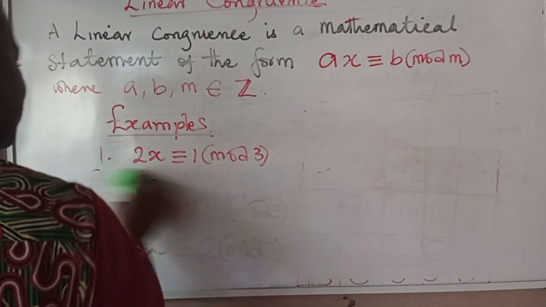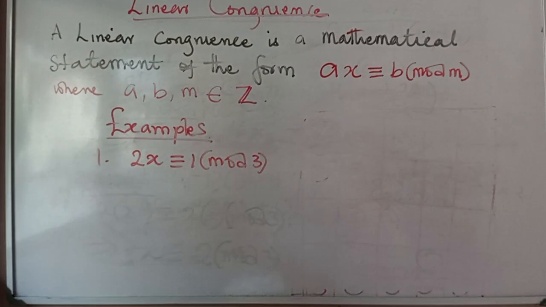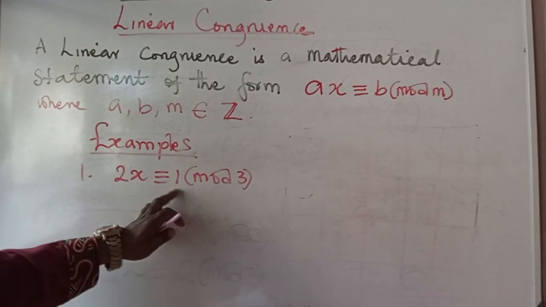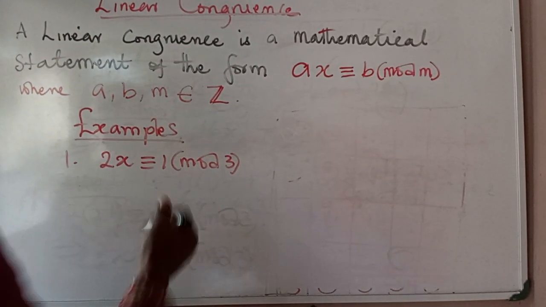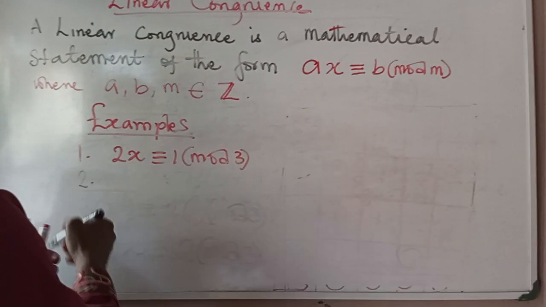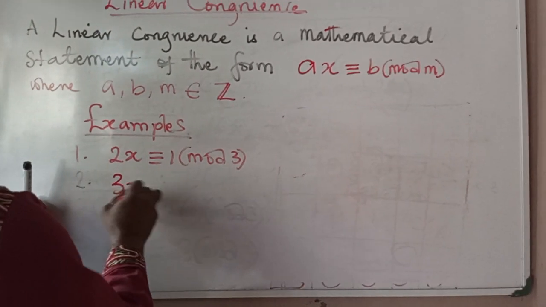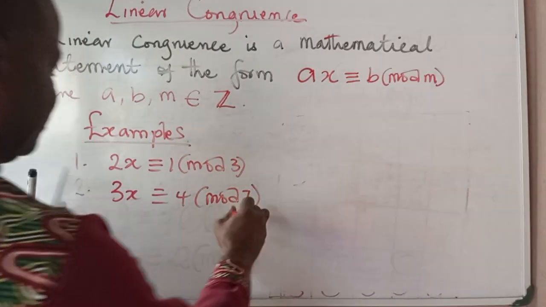But apart from solving it that way, we can just use mental calculation and tell ourselves that if we multiply 2 by 2, we are going to divide by 3 and have a remainder of 1. And that becomes our solution. Let's take another example. Let's take example 2. Supposing we have 3x is congruent to 4 mod 7.